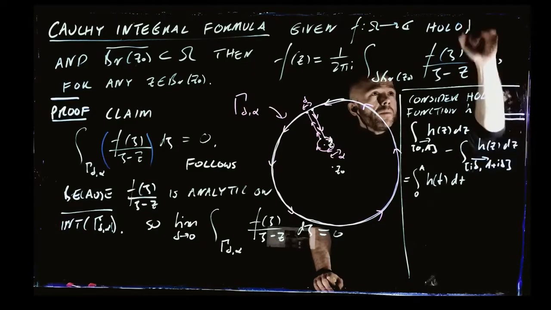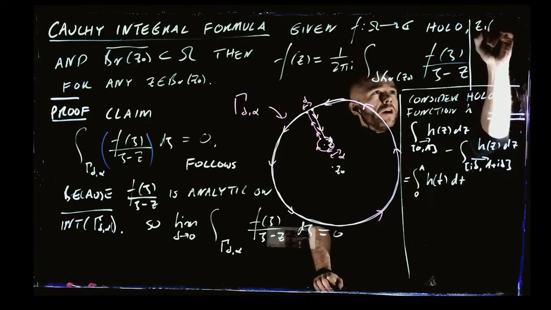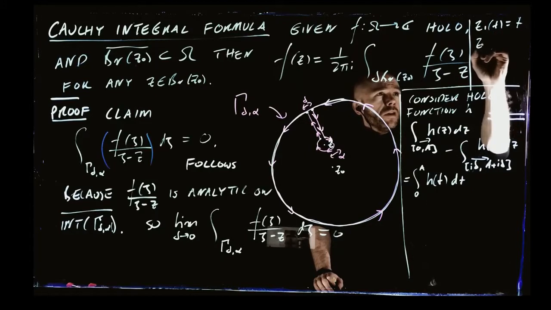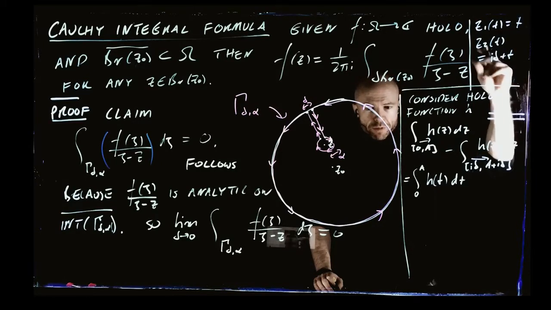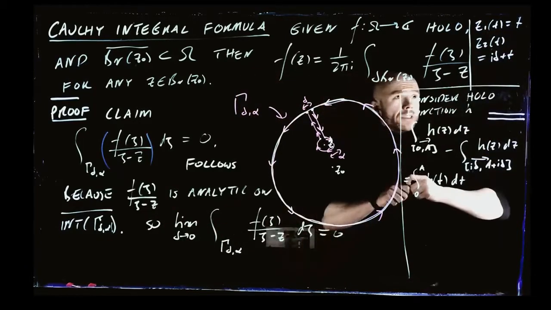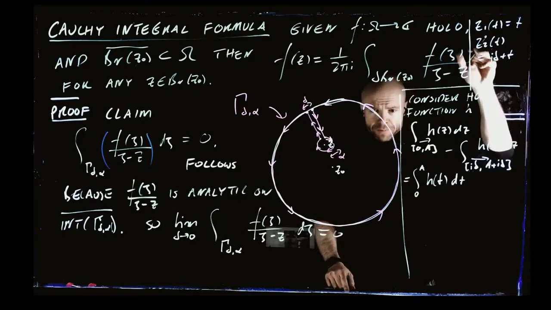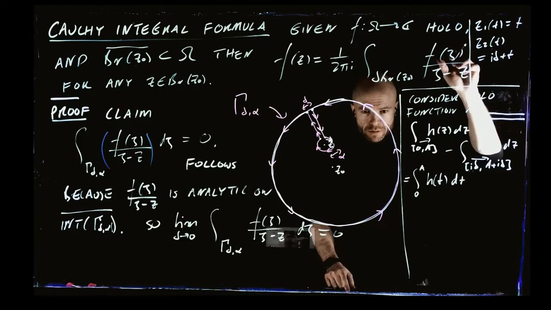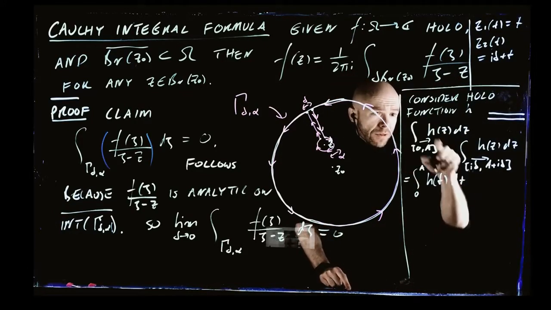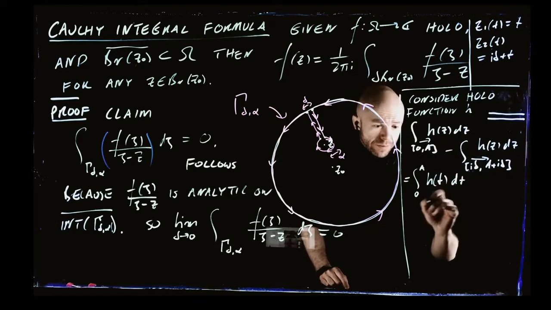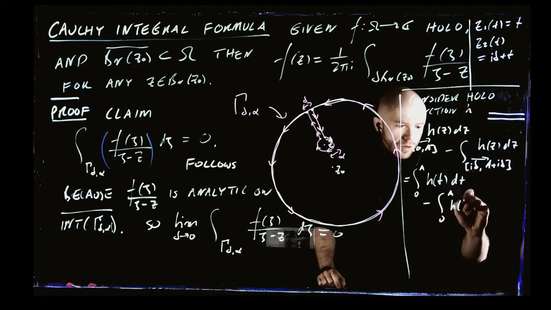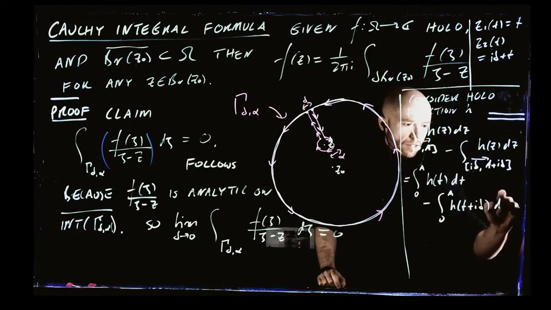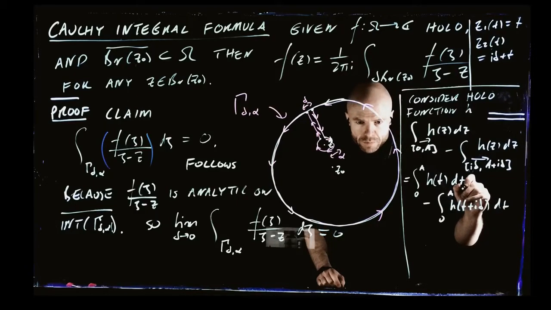First parameterization, let me put it up here. z1 of t is t, that does the first job. z2 of t is equal to I times delta plus t. And the derivative of both of them is just equal to 1. So then this thing here turns into this thing, and the other turns into the integral from 0 to a of h of t plus I times delta dt.